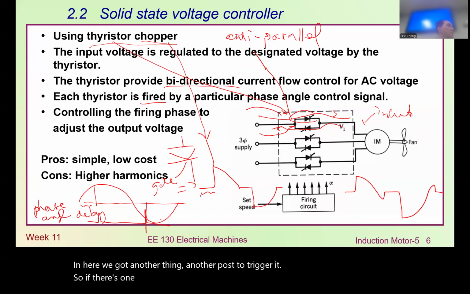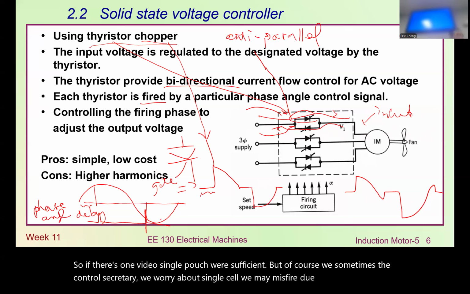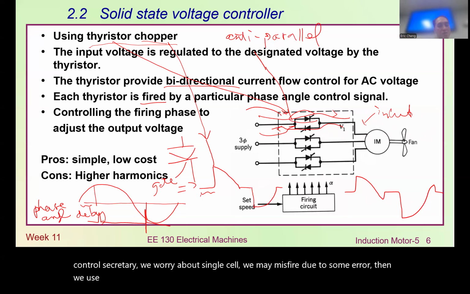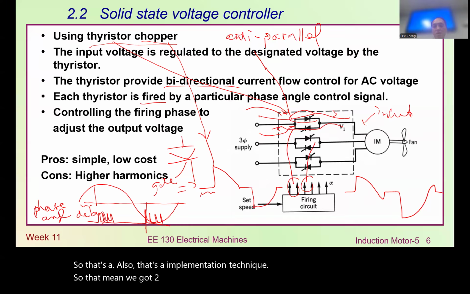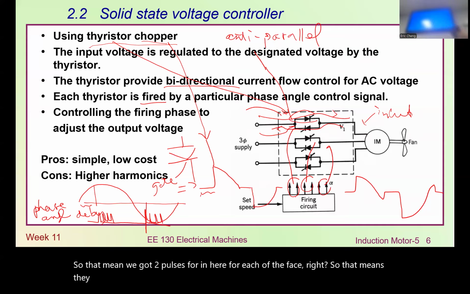A single pulse is sufficient. But of course, in control circuitry we sometimes worry that a single pulse may misfire due to some error. Then we use a string of pulses, quite a few pulses here, to make sure we can turn on properly. So that's an implementation technique. That means we have two pulses in here for each of the phases, displaced by 120 degrees anyway.